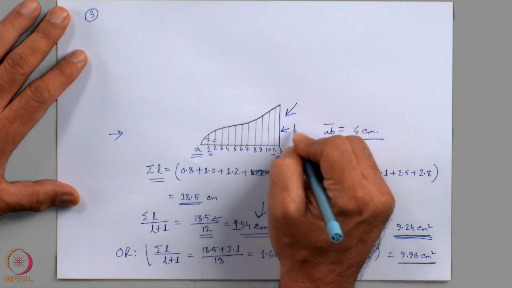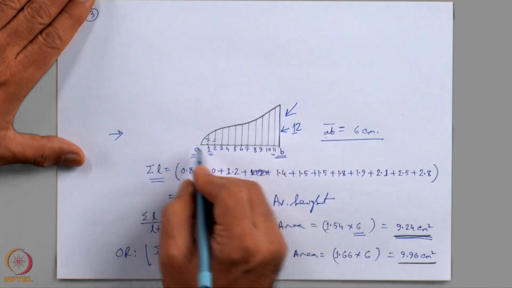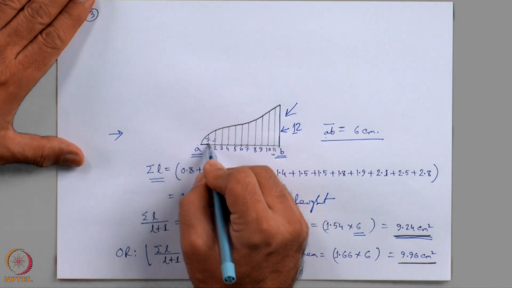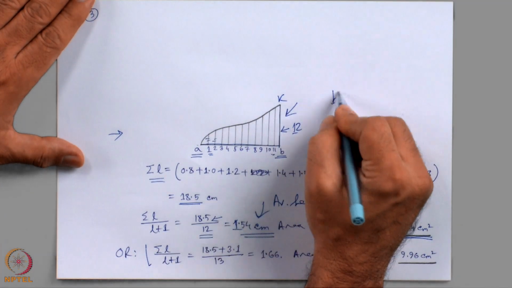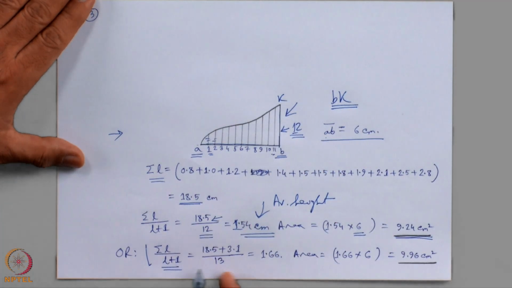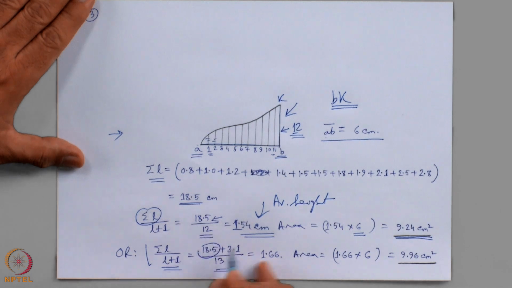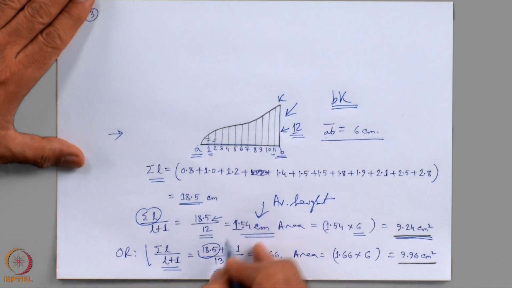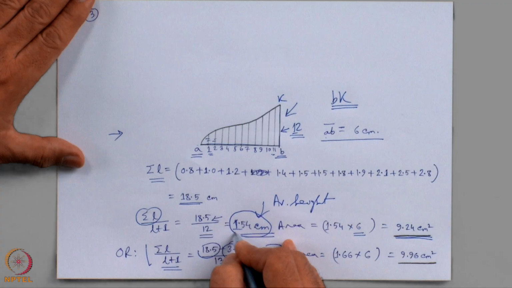Now, apply the same formula, and in this case what additional thing is being done: I consider this line also as a 12th line, which is originally a margin of the irregular geometry. So, in this irregular geometry there are two straight lines, one is the AB line, another is the BK line. The BK line is considered. So, the number of lines is 12, in this case L plus 1 will become 13, and to the sigma L, which was found to be 18.5 centimeter, I will add the BK length, which is 3.1 centimeter, and I find the average height to be 1.66 centimeter, and note that this 1.66 is different from 1.54.